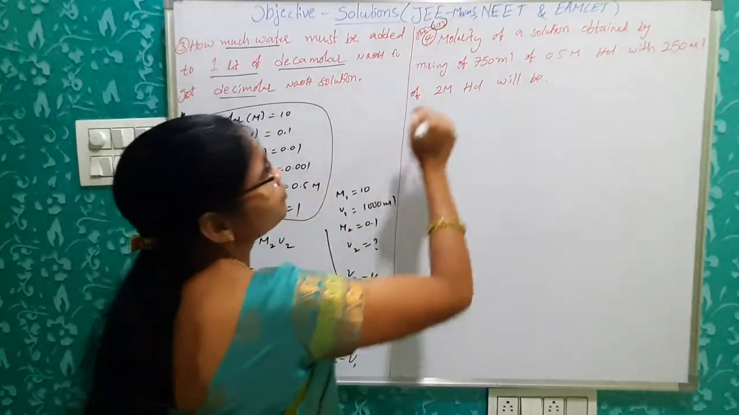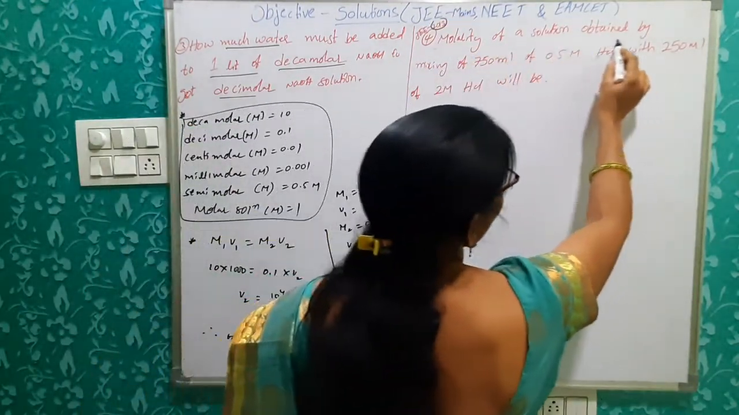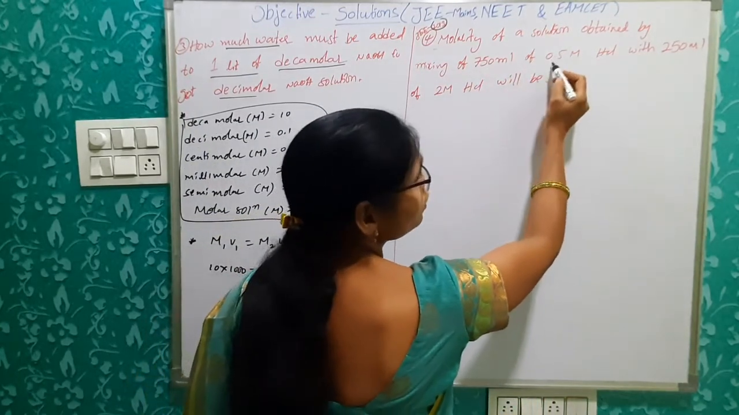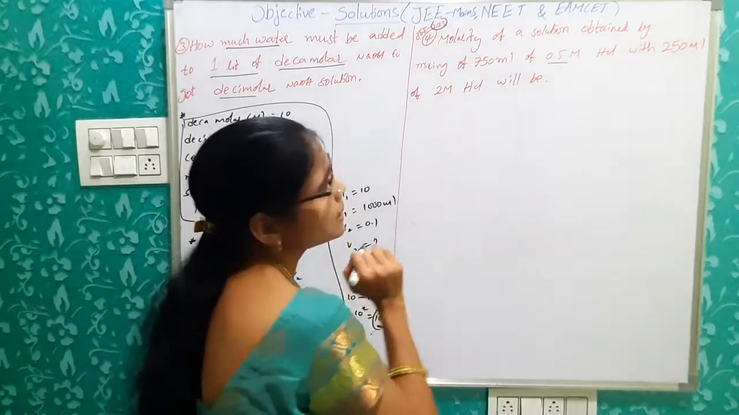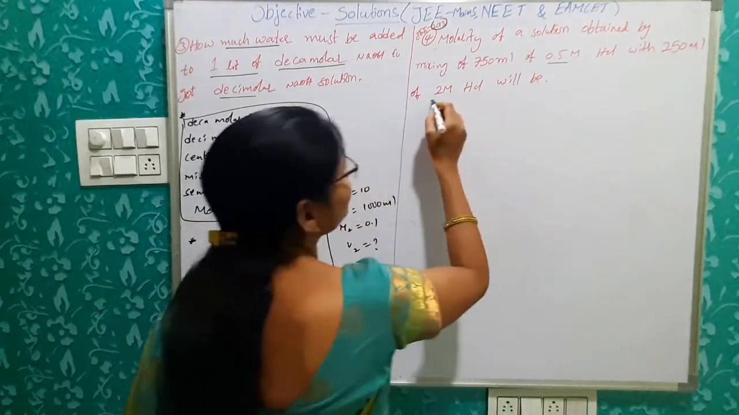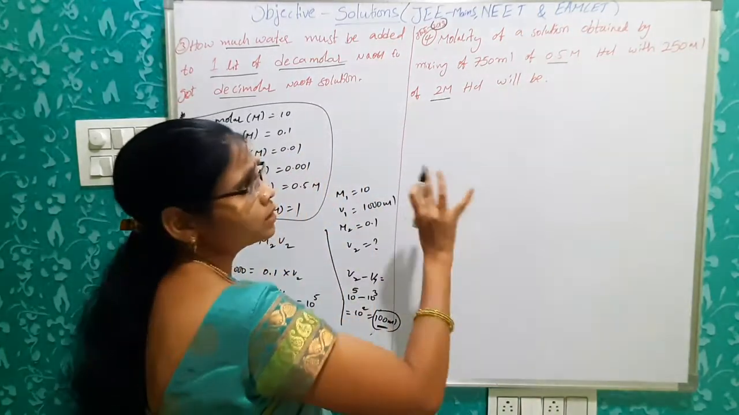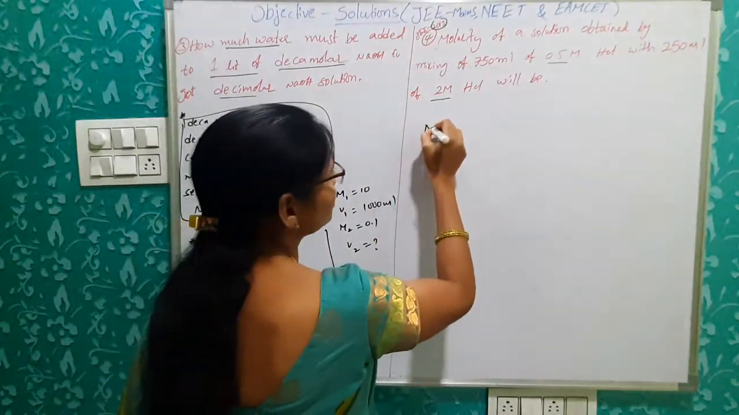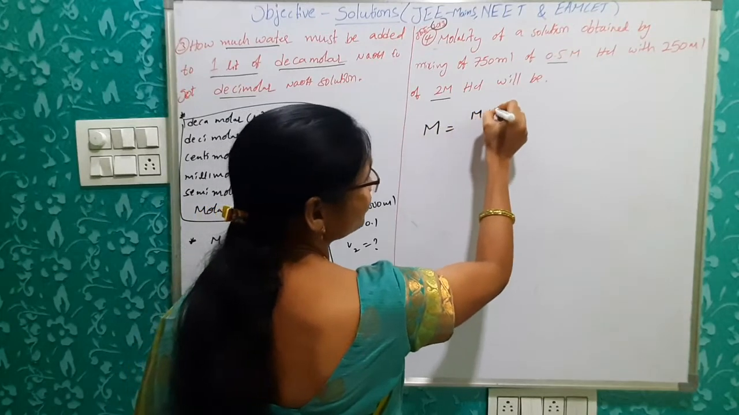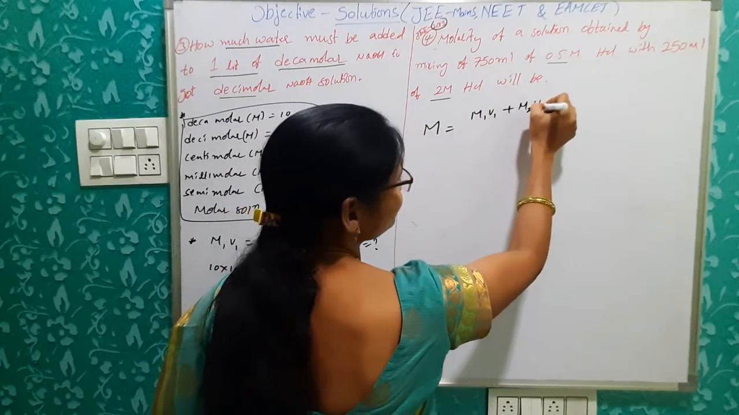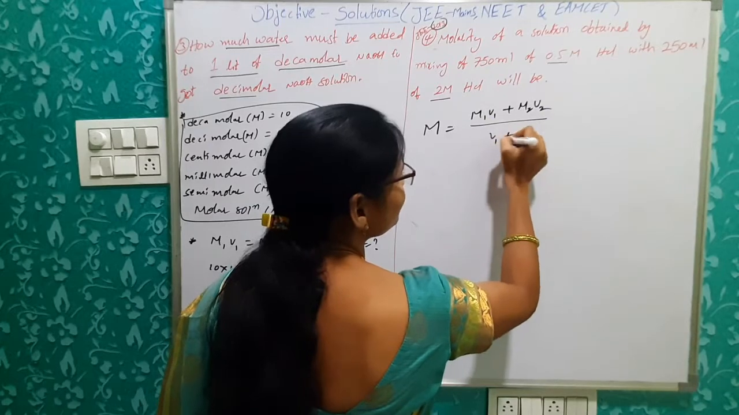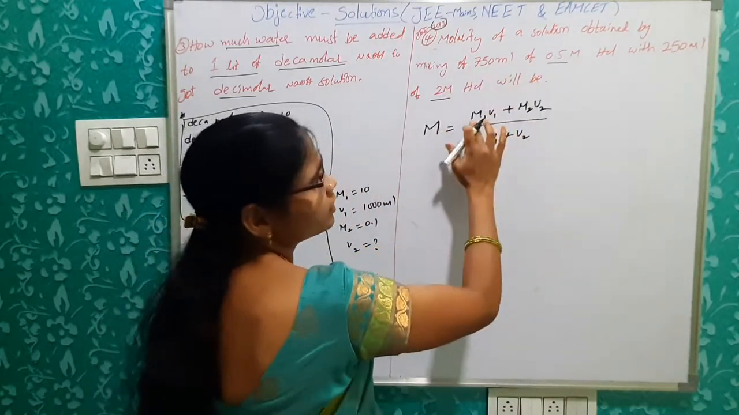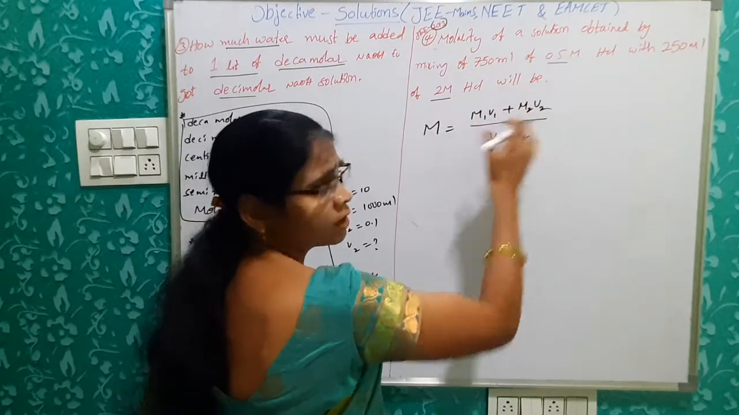So listen to me carefully. What is the molarity of a solution obtained by mixing 750 ml of 0.5 m HCl with 250 ml of 2 m HCl? So both are HCl with different concentrations and different volumes mixed together. Then the total molarity is equal to M1V1 plus M2V2 by V1 plus V2. For the first solution you take M1V1, for the second solution you take M2V2.